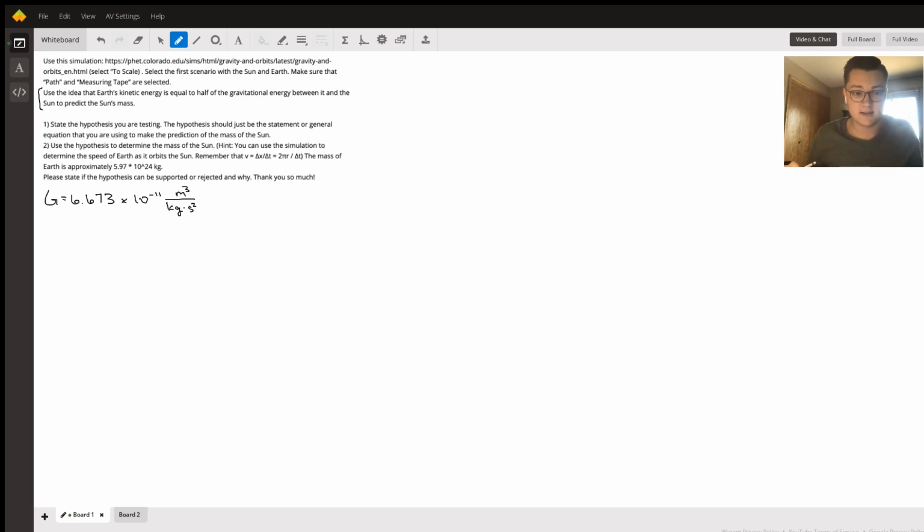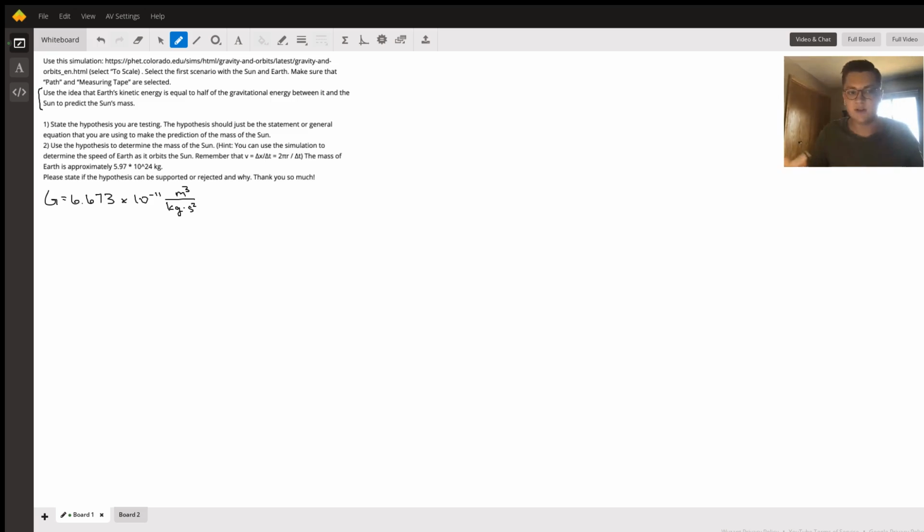That's a wonderful sentence for us, right? That's just a word problem. So we can put that straight into the form of an equation. So let's read literally left to right through the sentence right there. Use the idea that Earth's kinetic energy is equal to 1/2 of the gravitational energy.